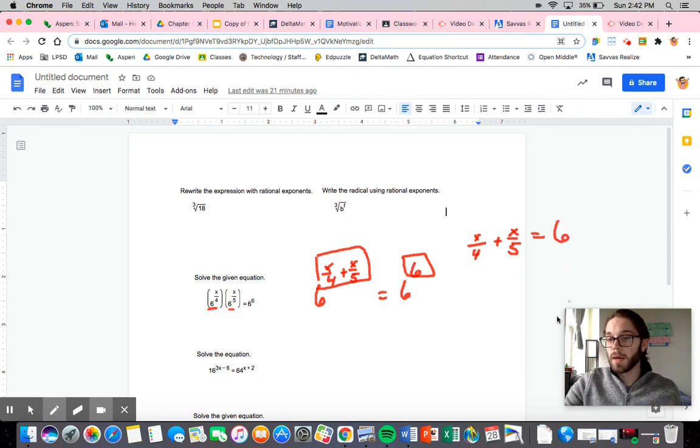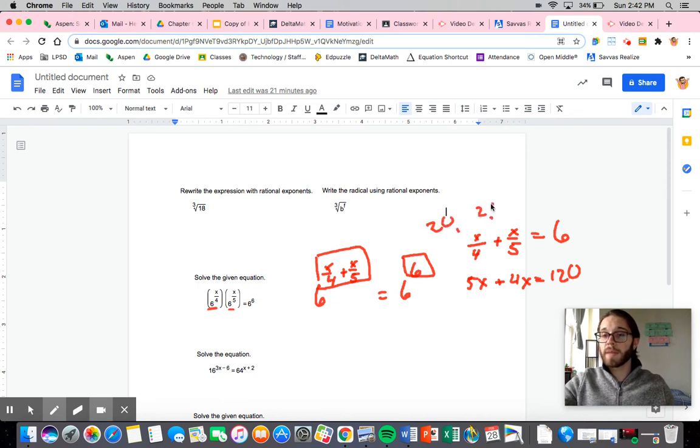Now, I'm going to multiply everything by 20 and just clear out the denominators. When I multiply everything by 20 here, that would end up being 5x plus 4x. And then 6 times 20 is 120. Okay? I just multiplied everything by 20. And the only reason I bothered with that is because I don't like fractions. I don't want to deal with them. They're great for working and manipulating things, but they're even better to just get rid of.